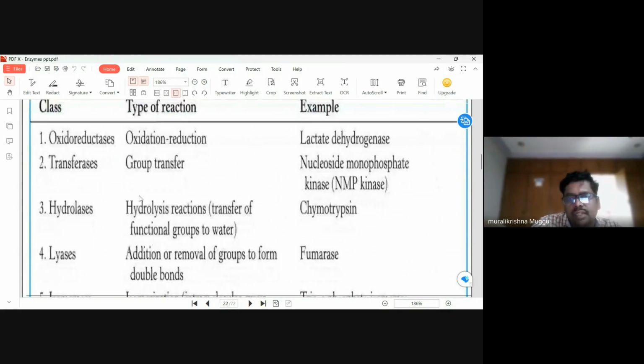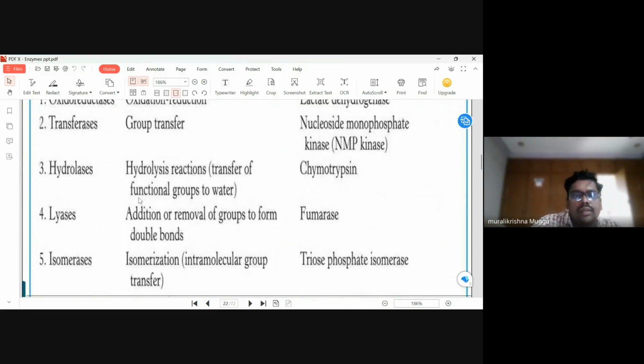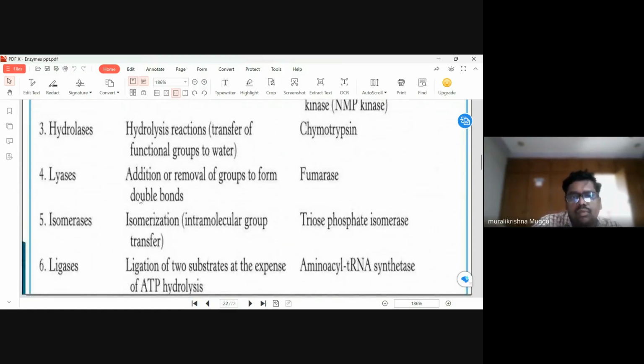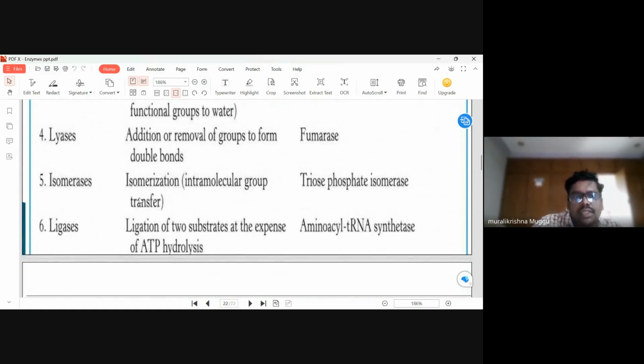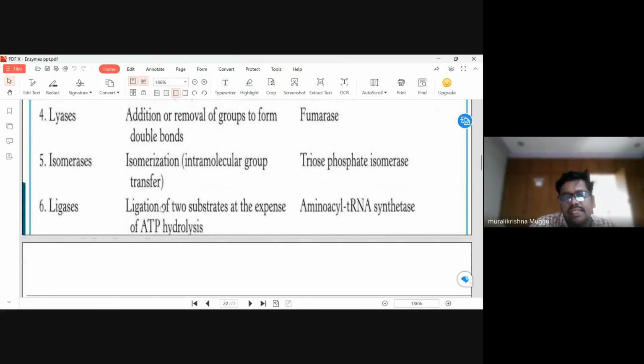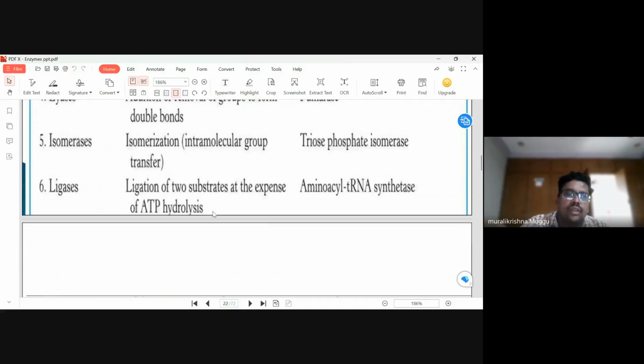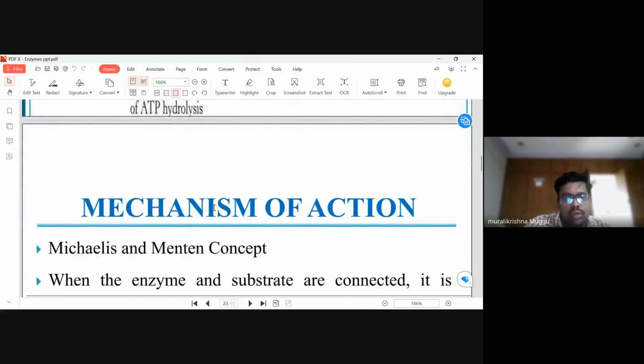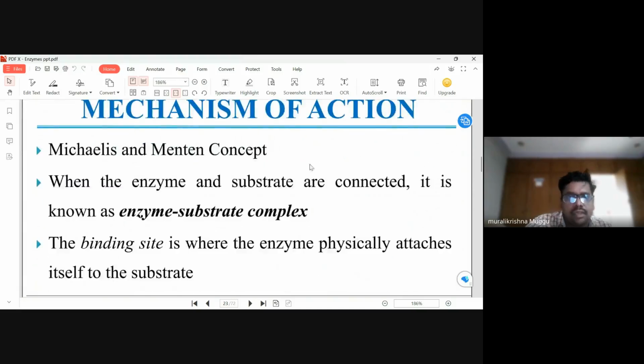Transferases do group transfer. Many enzymes help in the transfer of phosphate groups or amino groups. Aminotransferase helps in the transfer of an amino group. Hydrolases catalyze hydrolysis reactions, transfer of functional groups to water. Lyases involve addition or removal of groups to form double bonds, for example fumarase. Isomerases catalyze isomerization, intramolecular group transfer, such as aldehyde to ketone or ketone to aldehyde. Ligases mean bonding: they link two substrates together, for example amino acid and tRNA, making a bond between the two molecules.